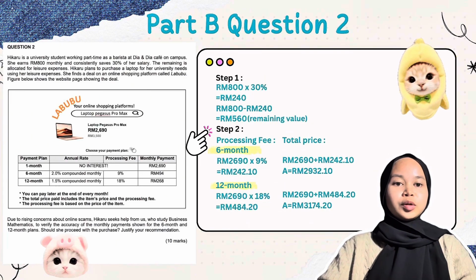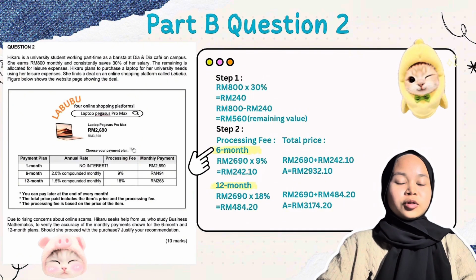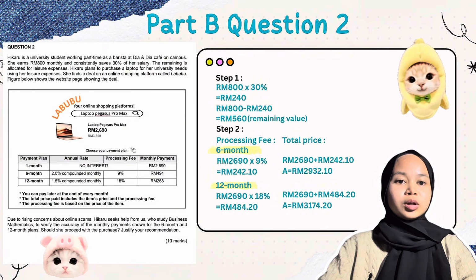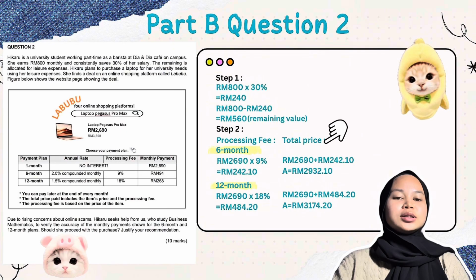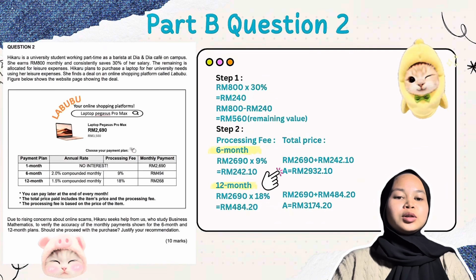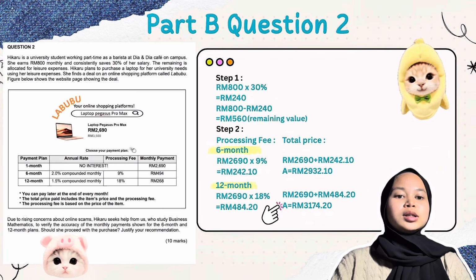For step 2, we need to find the processing fee and the total price. The processing fee for the 6-month plan, we need to multiply 9% with the original price of the laptop. The answer would be 242 ringgit and 10 cents. While for the 12-month plan, the answer will be 484 ringgit and 20 cents. To find the amount of A, we need to plus the original laptop price with our processing fee. The answer for the 6-month plan will be 2,932 ringgit and 10 cents, and for the 12-month plan is 3,174 ringgit and 20 cents.